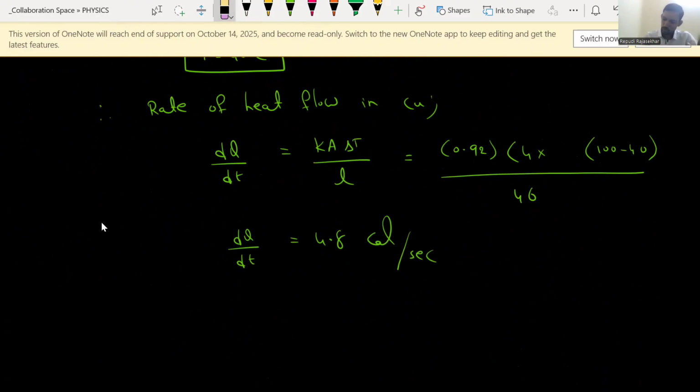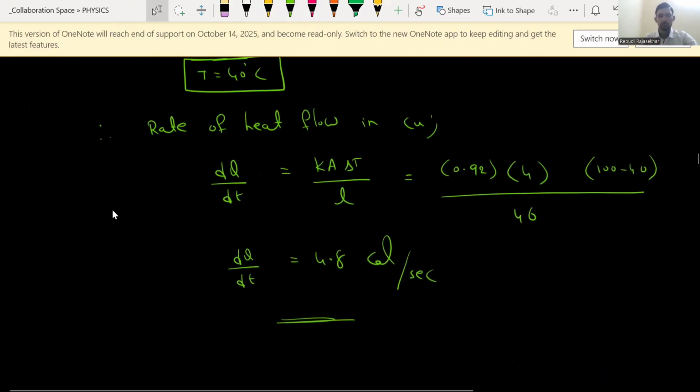Conversion is not required because options are given in terms of CGS. So directly leave it like this: 0.92 into 4 into 100 minus 40 divided by 46. So 4.8 calorie per second. This should be the answer for this question.